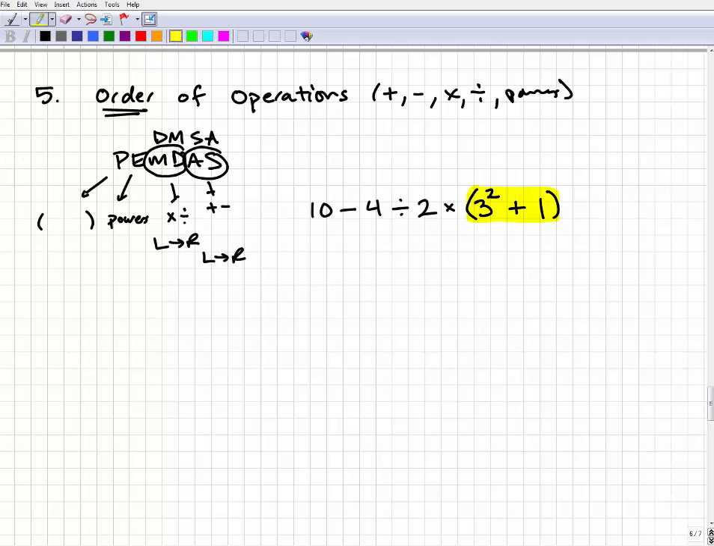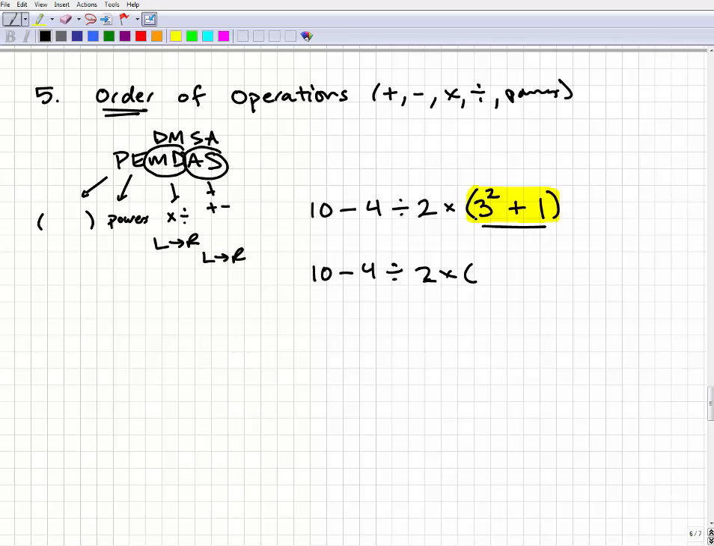Okay, so I have to do what's inside the parentheses until I move to the next step. What's inside the parentheses is 3 squared plus 1. So I go back to my checklist and say, what do I do in here? You're using this PEMDAS all the time. So here I have powers. I don't have any more parentheses, but I have a power, so I'm going to do that. And when I'm doing this, I'm going to rewrite the problem.